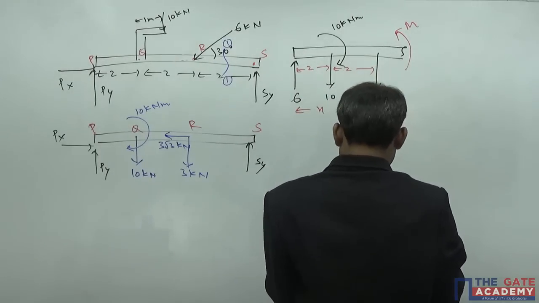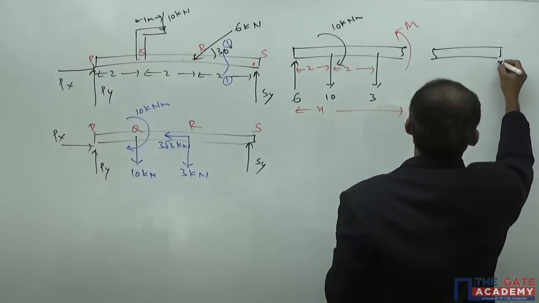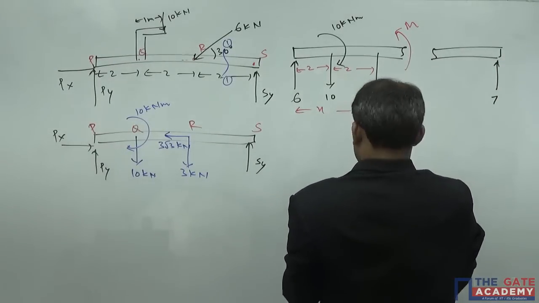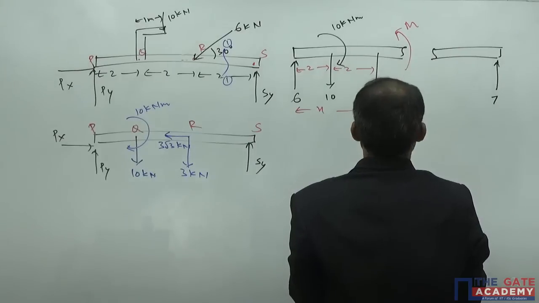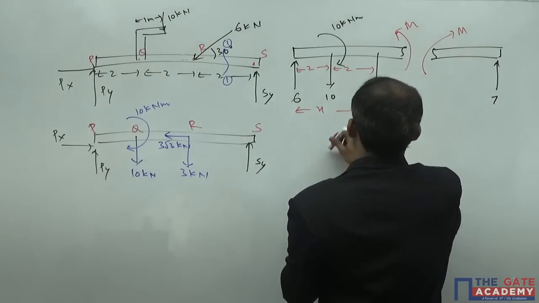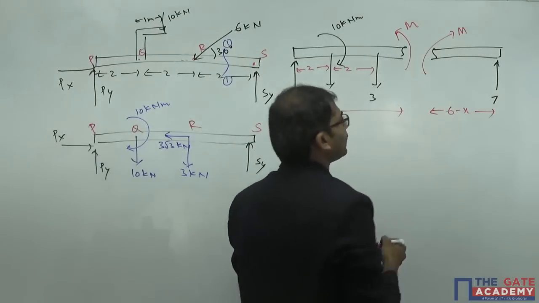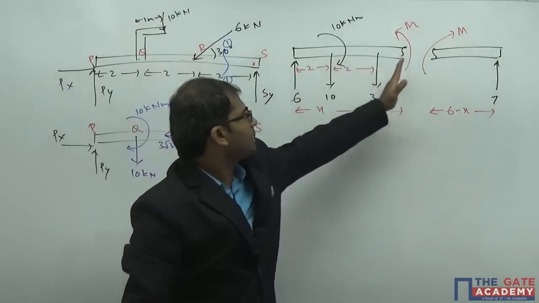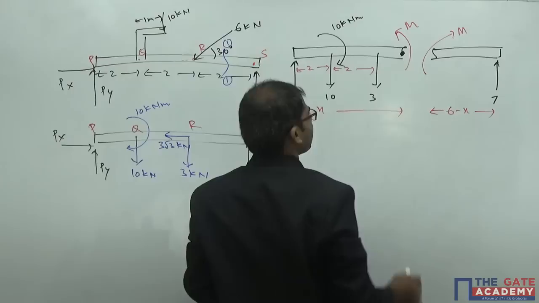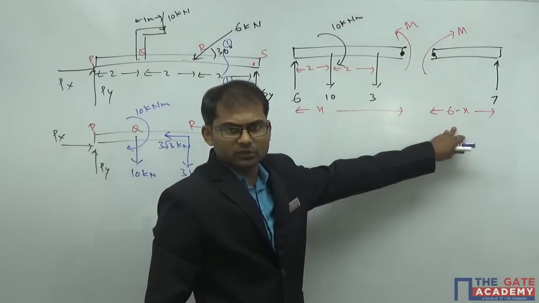If you take the right part, you'll be having it like this. Here we have Sy, which we got as 7 kilonewton. No other forces are there. For the bending moment, here it should be taken as clockwise M. If this is taken as x, this distance will be 6 minus x. We can go by this left part by taking the moment about this point to get the value of M, or I can go by this part also. But we go with this one to make it easy.